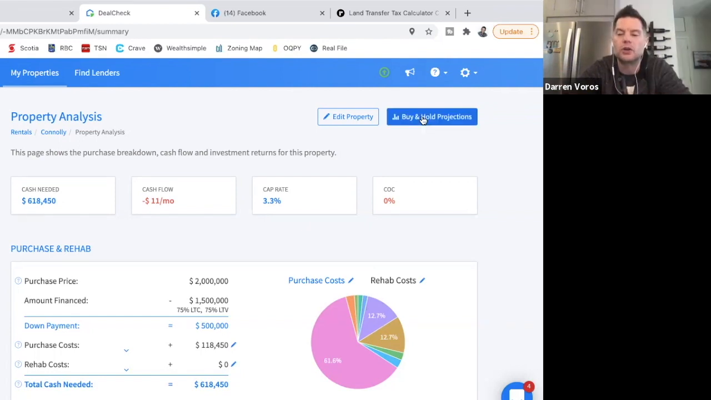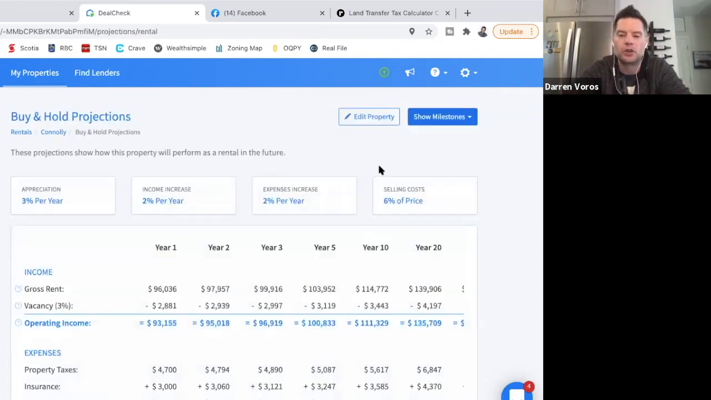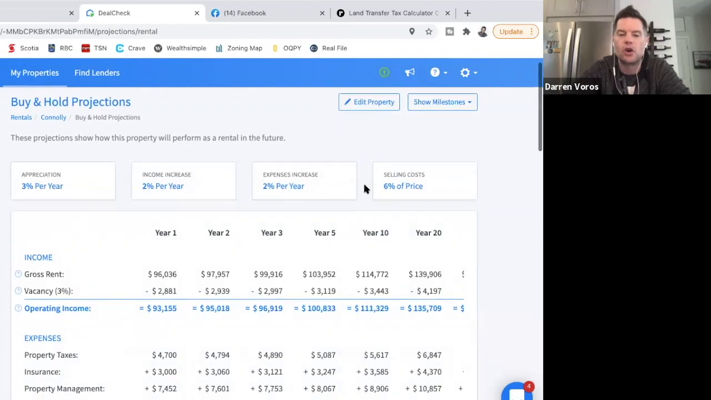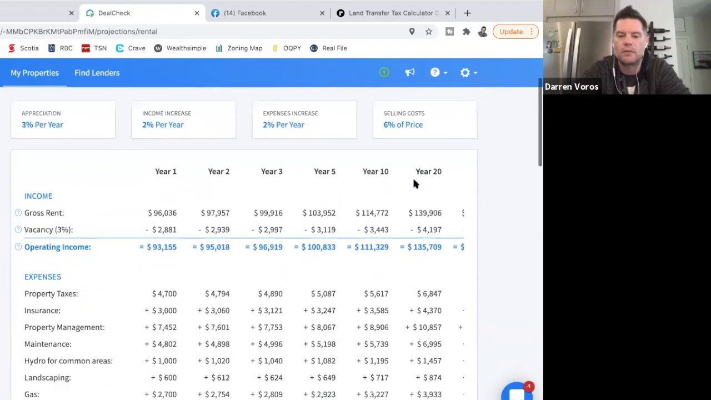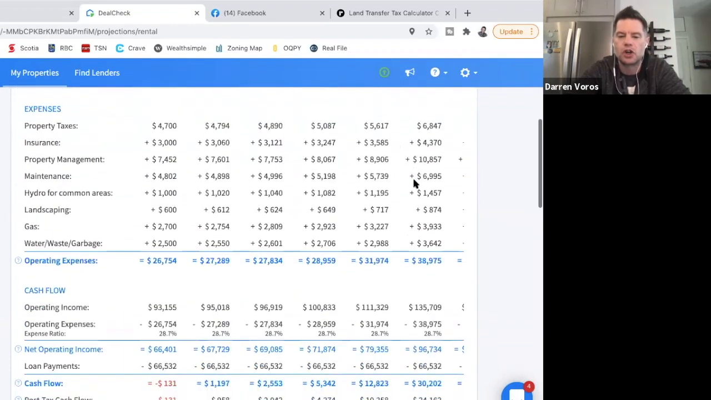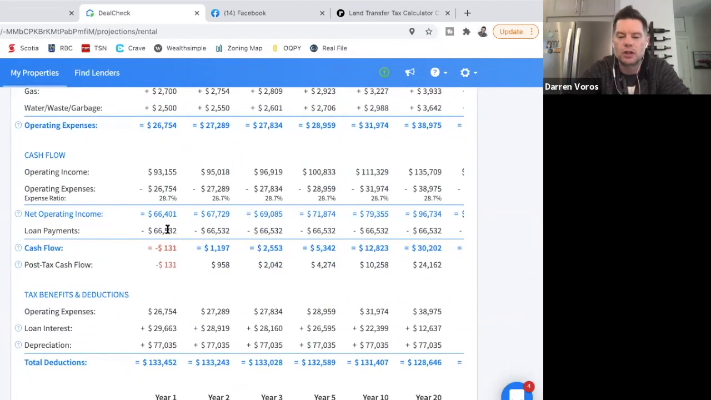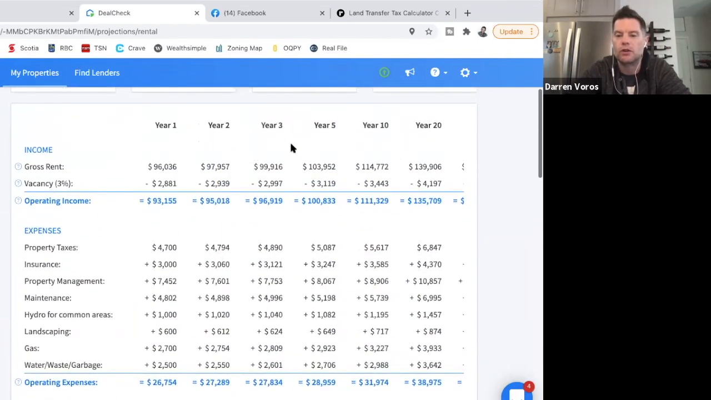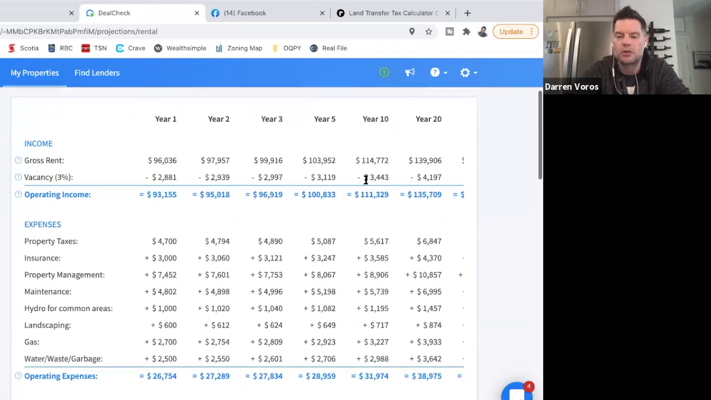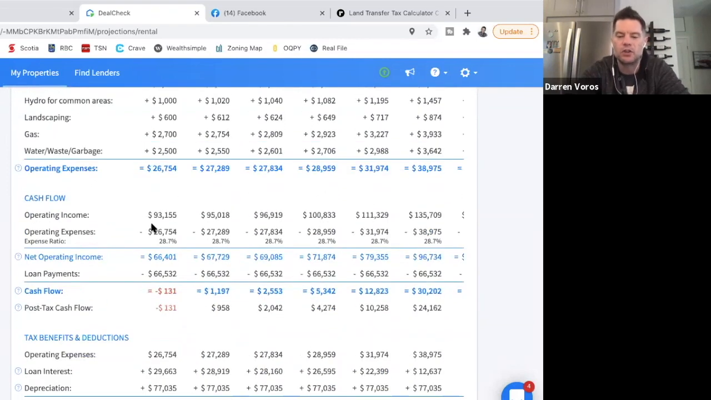The other thing I didn't show you, Adriana, is we can now hit buy and hold projections, and it's going to show us, I remember those 3%, 2%, 2% selling costs. Now it's going to break that down. We do start to get into cash flow, broken down into year 2, 3, 4, 5. We can set these parameters too. So it's only negative cash flow in year 1, right? In year 2, we make 1,100. In year 3, it breaks it down.